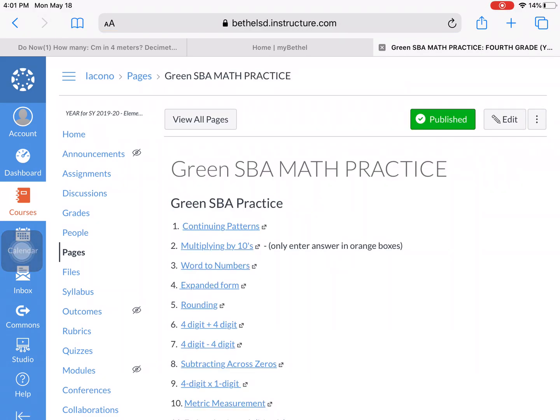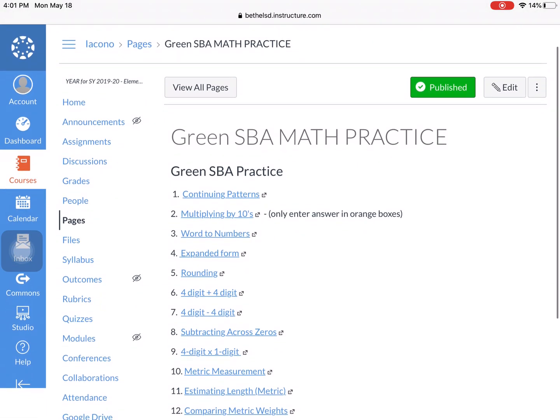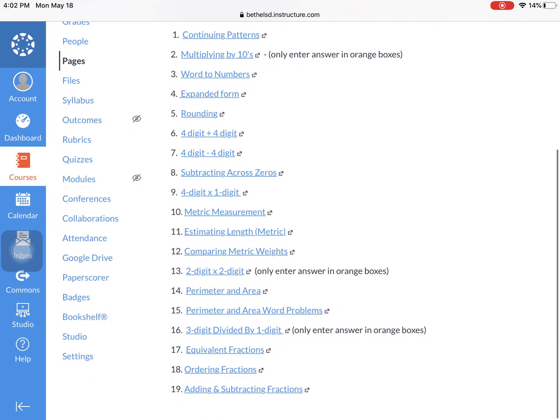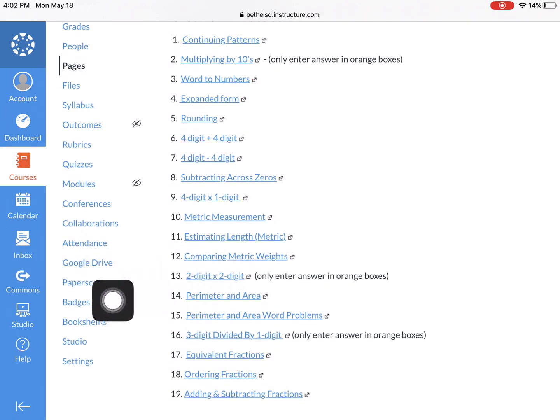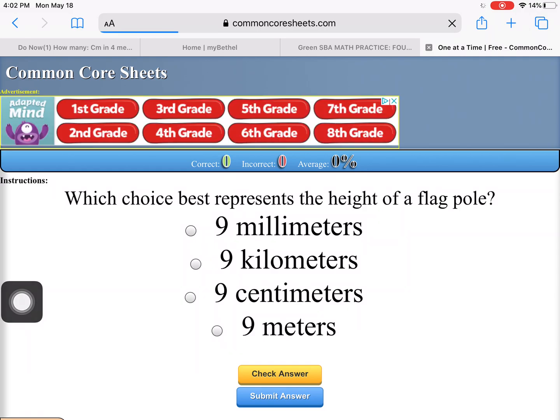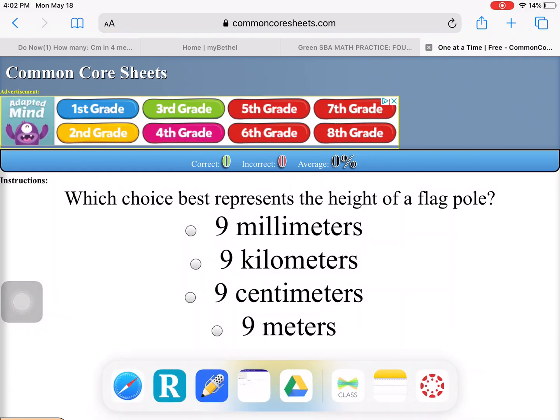Those of you that have the green booklet, you can do it on paper. Remember, you only need to do 10 problems on each. Today we're doing 10, 11, and 12. So I'm going to click on 10, which was metric measurement. So we're going to need to know about metric measurements.